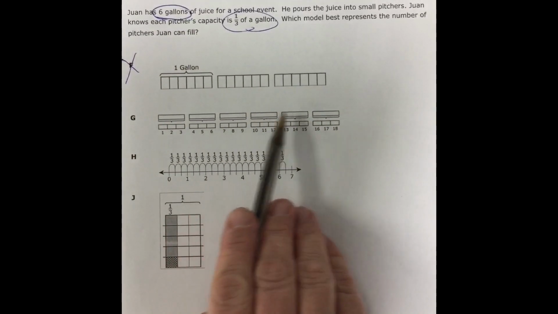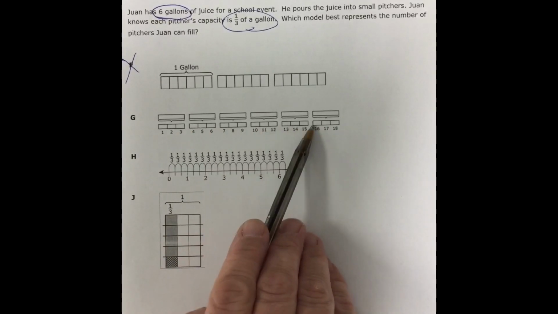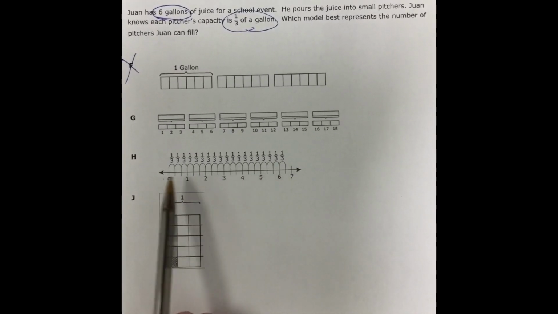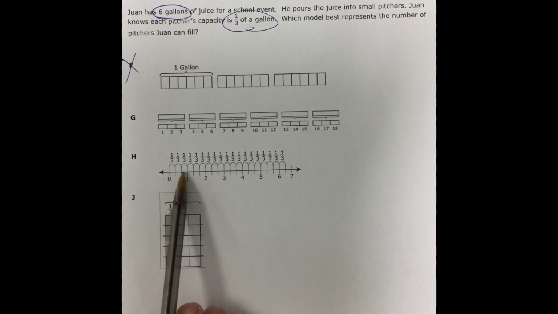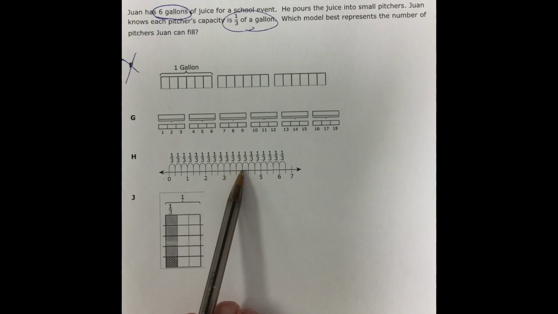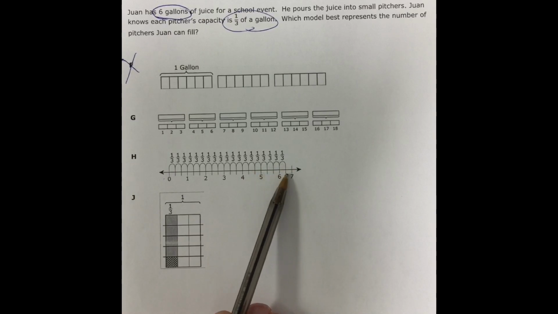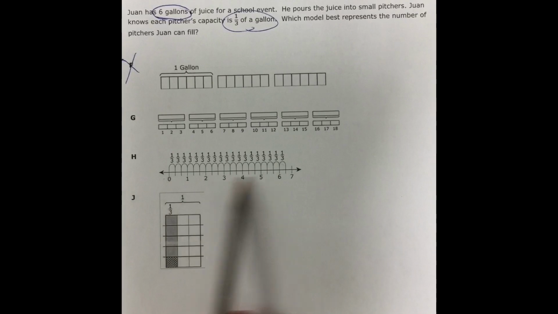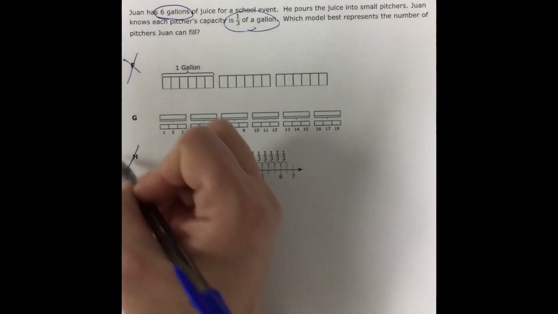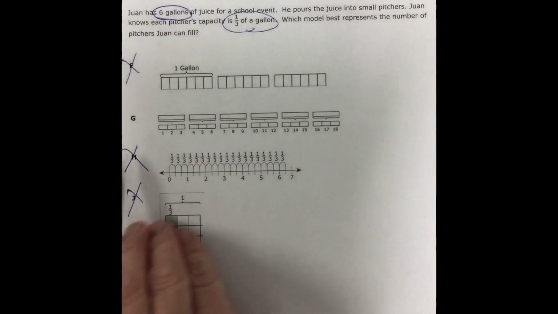1, 2, 3, 4, 5, 6. And there's a third, a third, a third, a third, a third. Okay? 6 gallons broken into thirds. 1, 2, 3, and so on up to 19. It looks really good, but it actually goes past the 6, so that's out. This one is not even the correct drawing. So your answer is G.